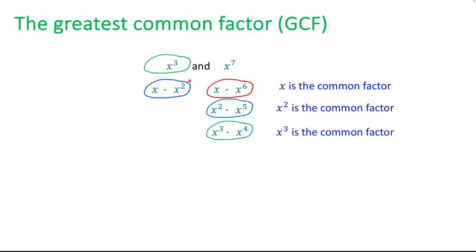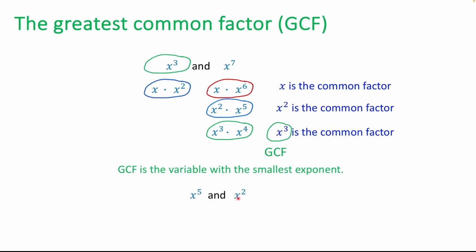So there are three common factors between x to the third and x to the seventh. The greatest is x to the third. So x to the third is the greatest common factor of x to the third and x to the seventh. Note that between x to the third and x to the seventh, 3 is the smallest exponent. So to find the GCF of variables, pick the one with the smallest exponent. So for x to the fifth and x squared, the GCF is x squared, as this exponent is the smallest. And for x and x to the fourth, the GCF is x.